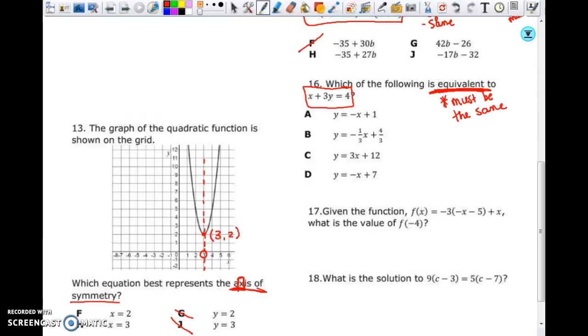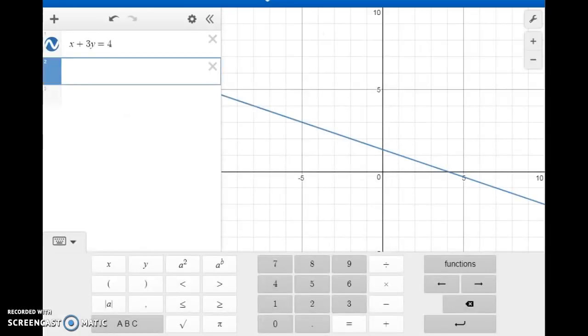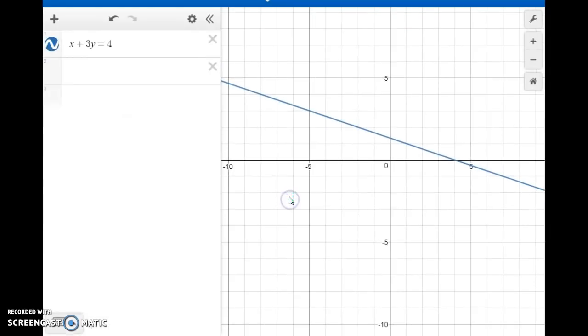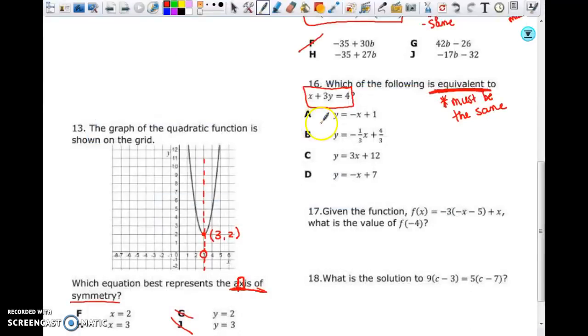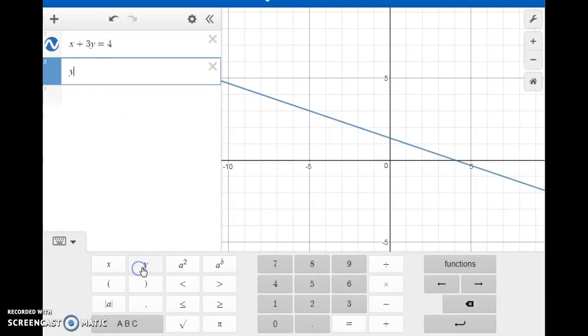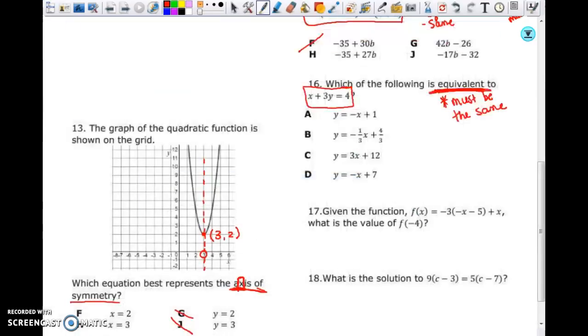Go on ahead, pause the video, put that in Desmos. Okay, I went on ahead and put that equation in Desmos, and it gave me this blue line. So you can go on ahead and try one of your answer choices. I'll do one of them for you. I'll try A, y equals negative x plus 1. Did those match? Nope. Are they the same? Nope. So are they equivalent? Nope. Okay, so go on ahead, check B, C, and D, and get the answer for that one.